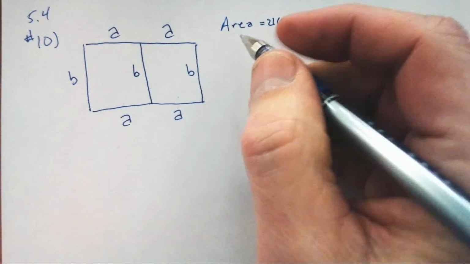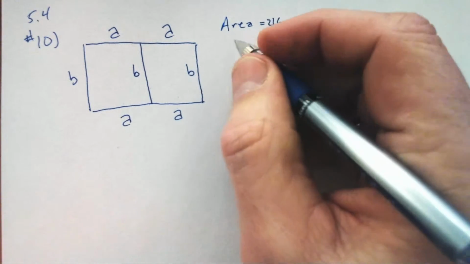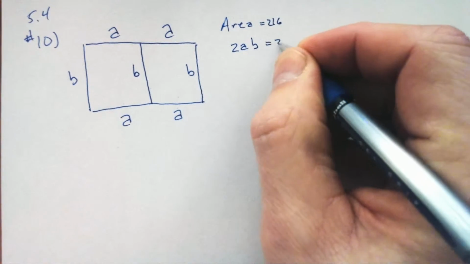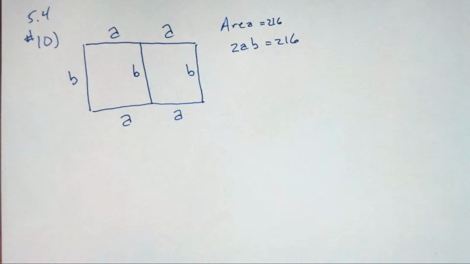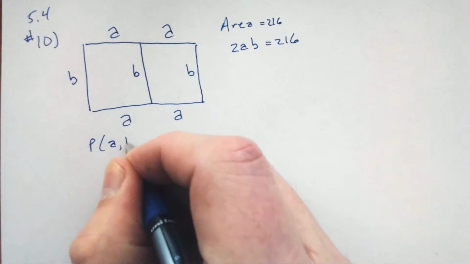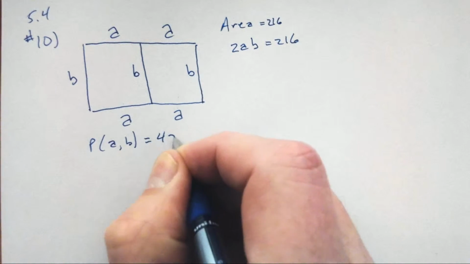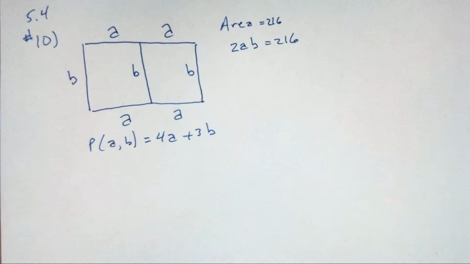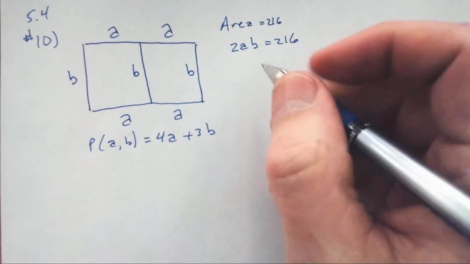Therefore, I know that 2A times B is 216. And now I want to deal with the perimeter. The perimeter as a function of A and B is 4A's plus 3B's, but I don't want the perimeter as a function of two variables. I want the perimeter as a function of one variable.